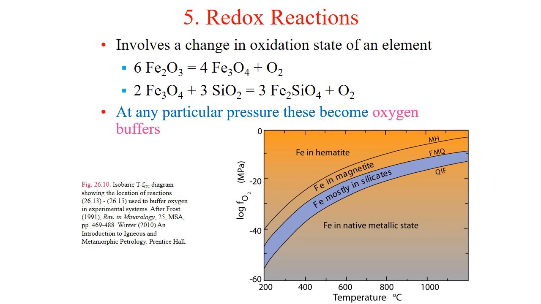We can relate this to oxygen fugacity, or the thermodynamically effective pressure, the difference between real and ideal behavior. Two more oxygen buffering reactions are included in figure 26.10 and are magnetite plus quartz equaling fayalite, which is referred to as the FMQ, and fayalite equaling iron plus quartz, QIF.